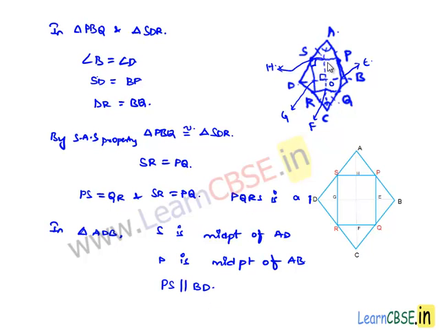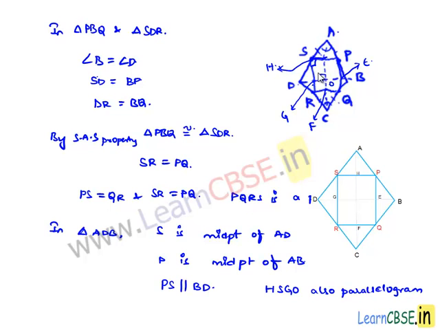If we observe clearly, HSGO also forms a parallelogram. As PS is parallel to BD, we can say SH is equal to GO and HS is also parallel to GO. So we can say HSGO forms a parallelogram.